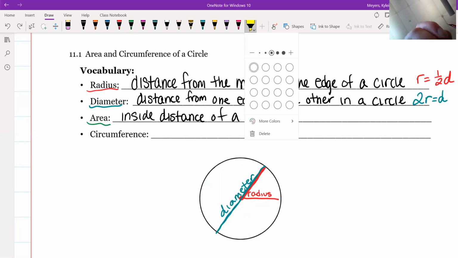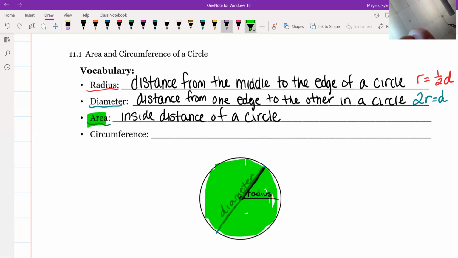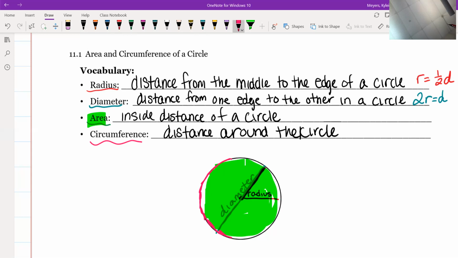That is your area. Whereas your circumference is the distance around the circle. So it's the distance all the way around the circle. So that's your circumference.